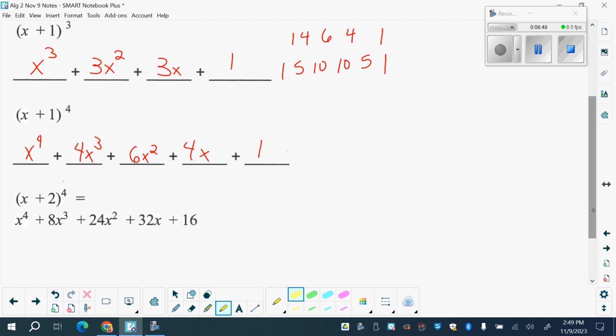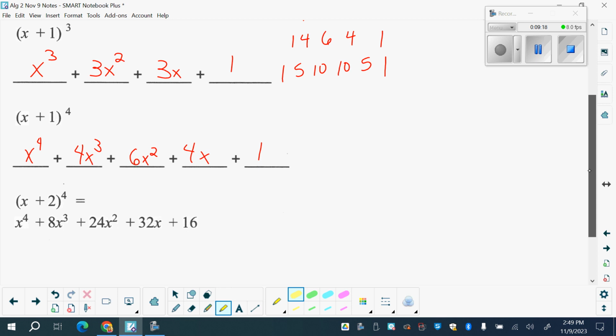So where did the coefficients come from? So where do these numbers come from? The coefficients, where do they come from? The chart. Row 4, the chart. So where does the 4 come from in this? How do we know it's row 4? Because this is an exponent of 4. Okay, so that's where that comes from. So we have 1, 4, 6, 4, 1 here.